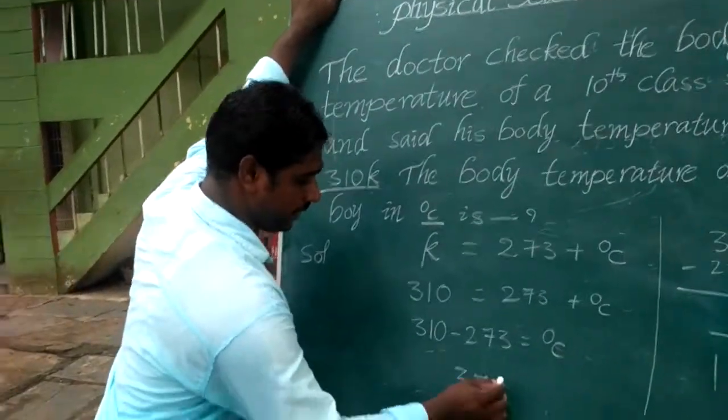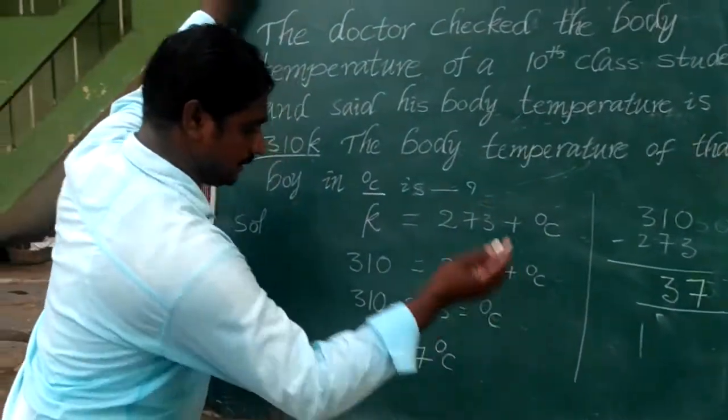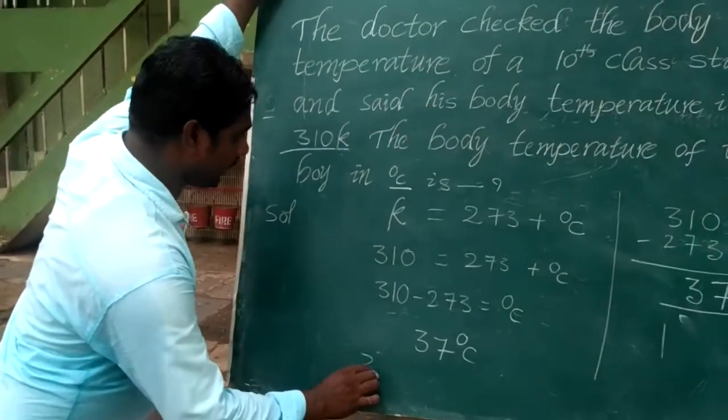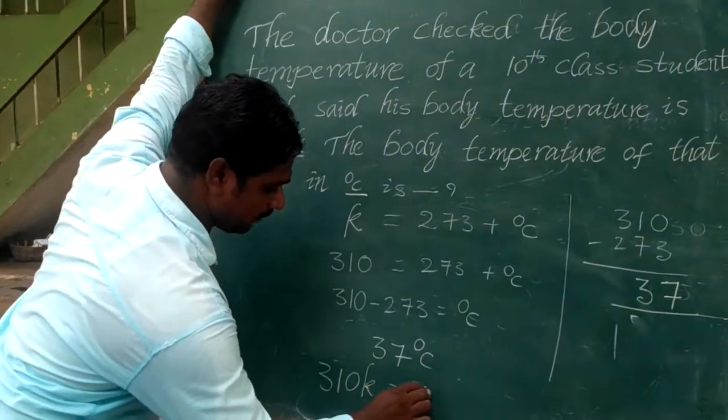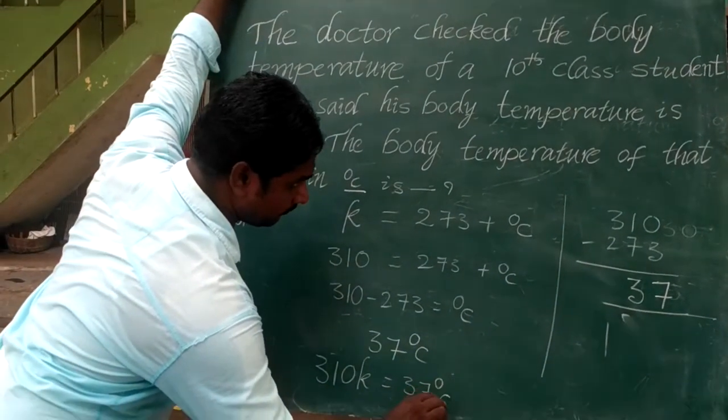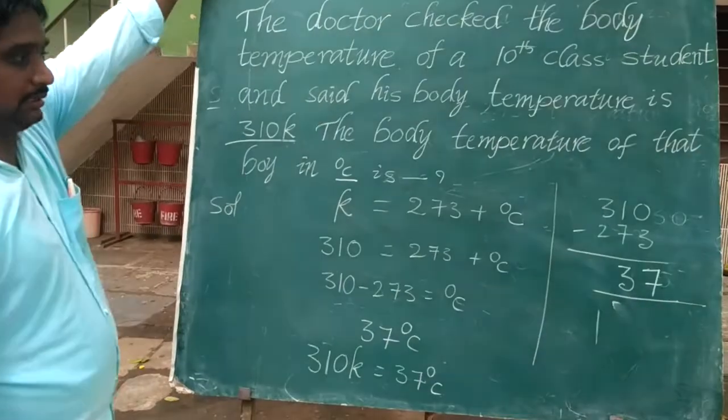Okay, 37 degrees Celsius. Therefore, 310 Kelvin is equal to 37 degrees Celsius.